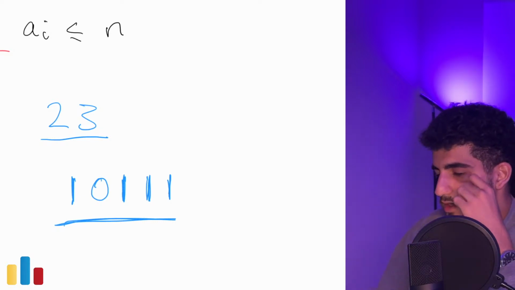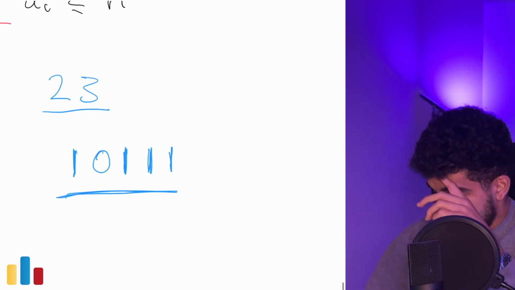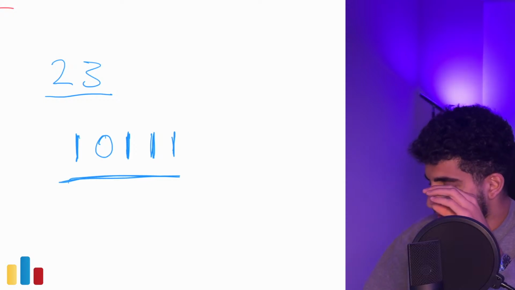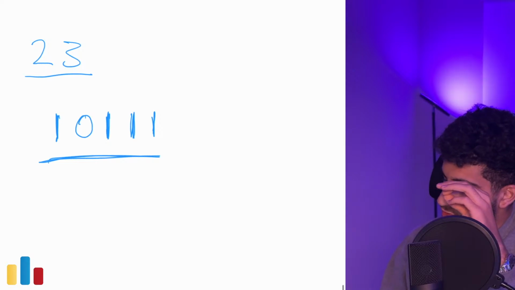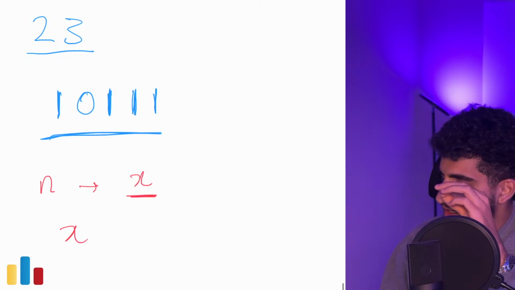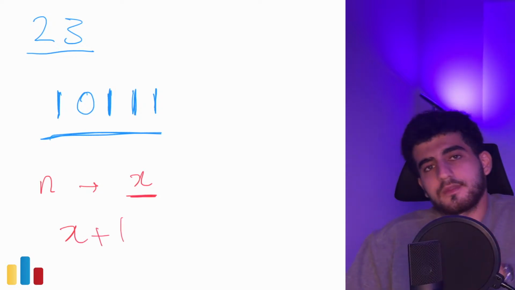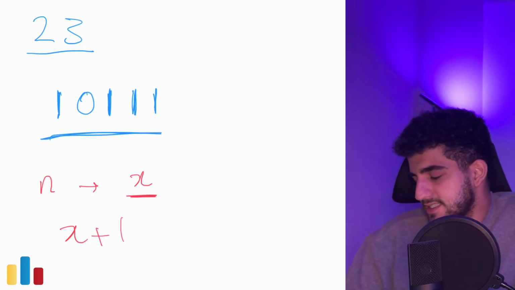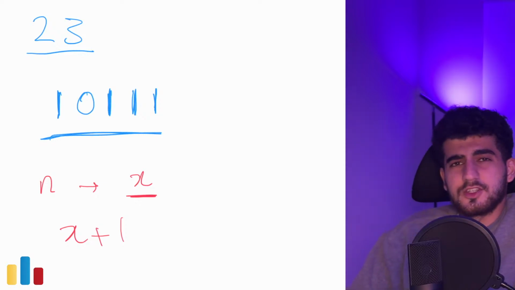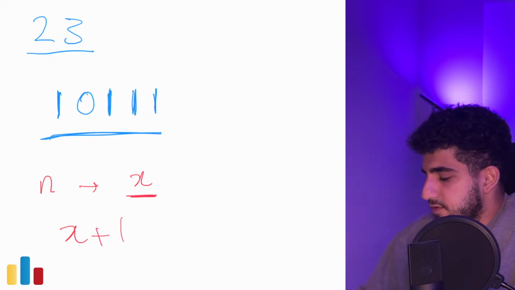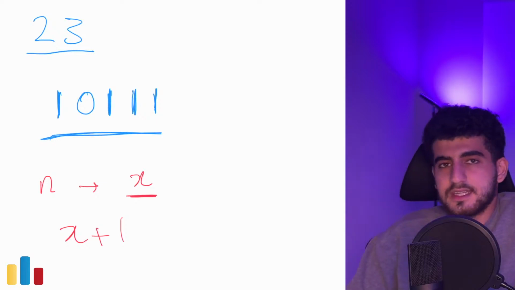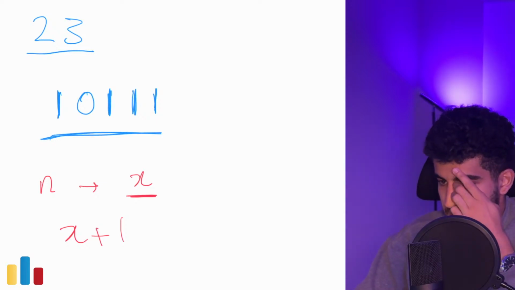So this is 23. When it has 4 bits which are 1, the first thing that I want to show is, if your number n has x bits which are 1, the answer is definitely x plus 1. Okay, so I'm just saying that if you have x bits which are 1, the answer is definitely x plus 1. For example, for 23 the answer is definitely 5 because it has 4 bits which are 1.